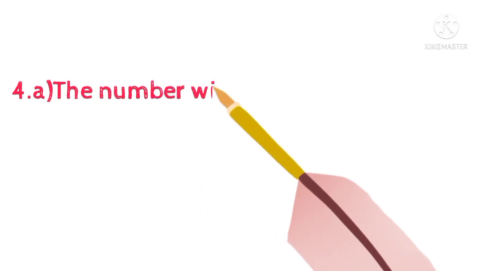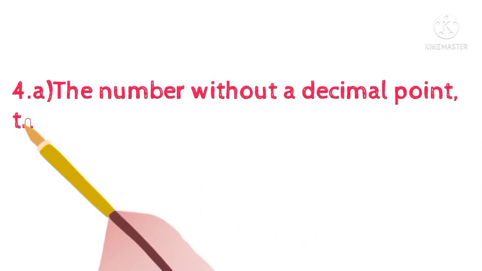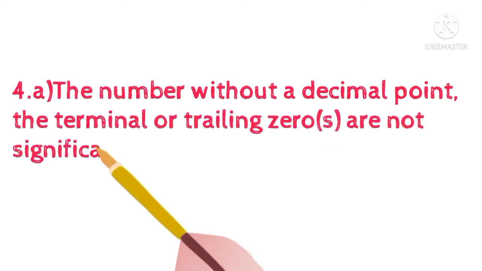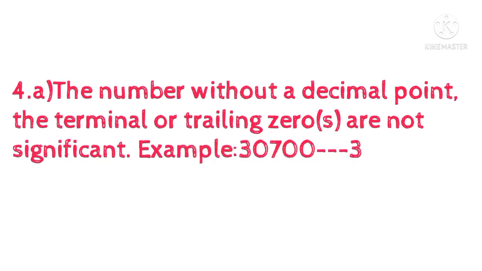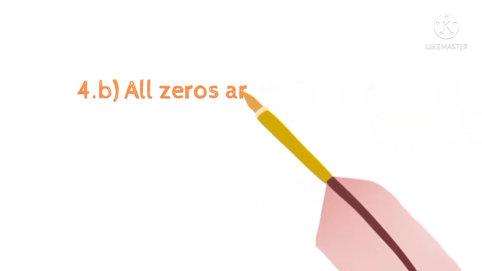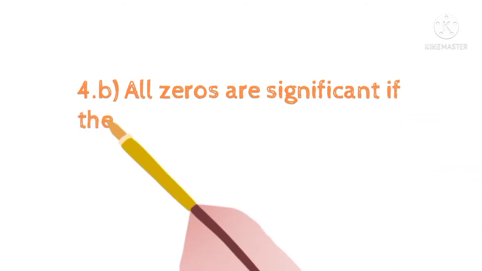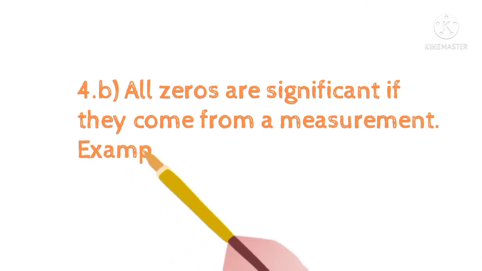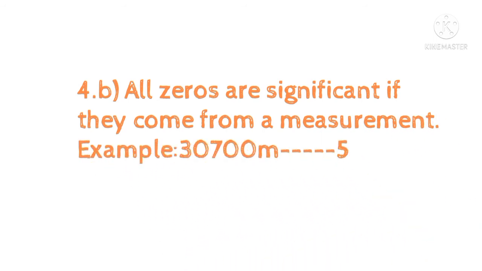Rule number 4. In a number without a decimal point, the terminal or trailing zeros are not significant. In this example, the last two digits are 0. So, the number of significant figures in the given number is 3. That denotes 307, so 3 numbers. The next rule is all zeros are significant if they come from a measurement. For example, if we are measuring a particular length and the answer is 30,700 meter, then we will take the whole 30,700 meter as significant. So the number of significant figures here is 5.